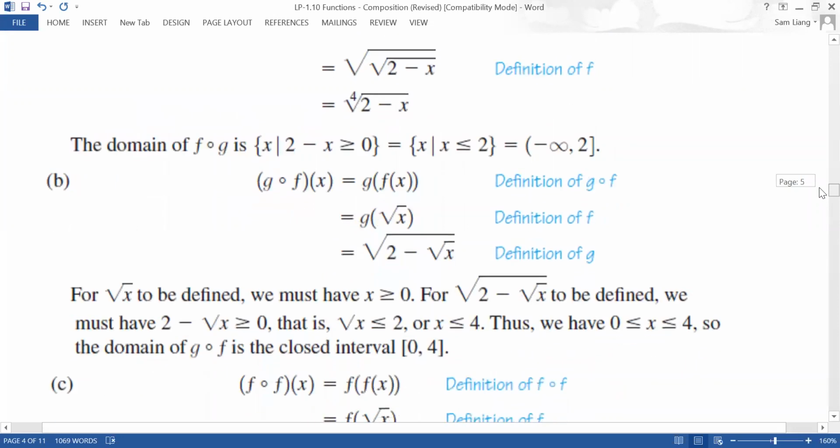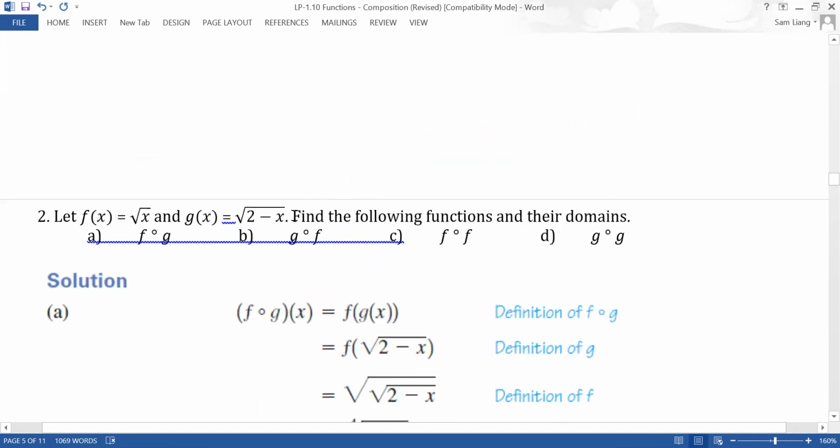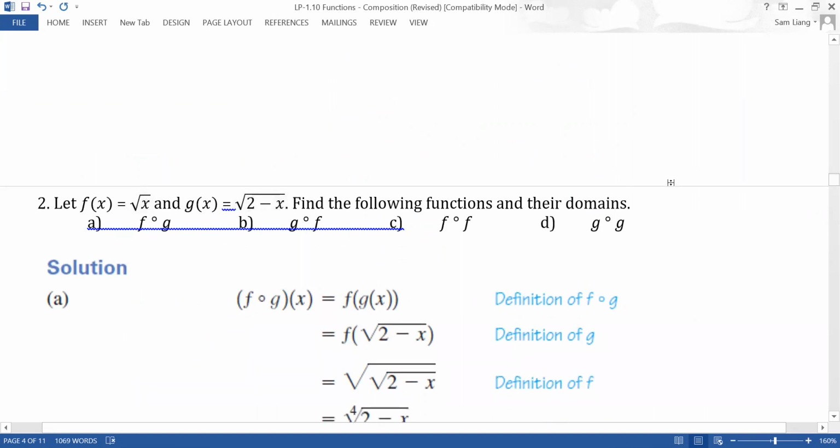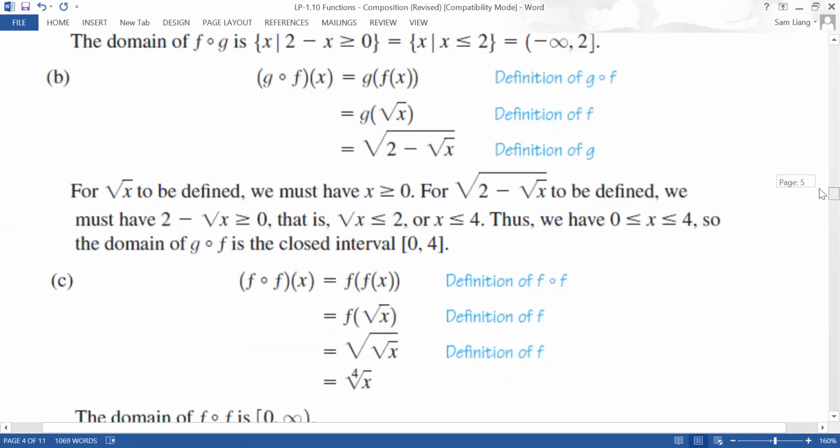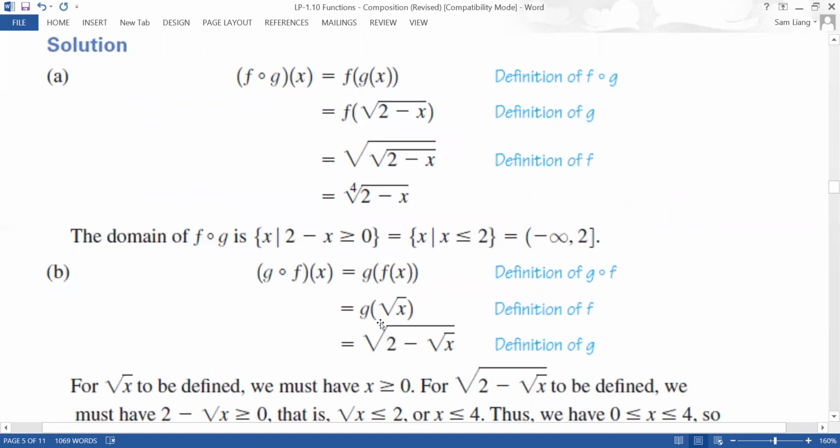So this is g composed with f of x. f of x is square root of x, and then g is square root of 2 minus that. If you remember, it's that part right here. So just plug this into that. So you get square root of 2 minus square root of x. Okay, and that's your answer for the composed function. Pretty simple. Now the domain is a little more complicated.